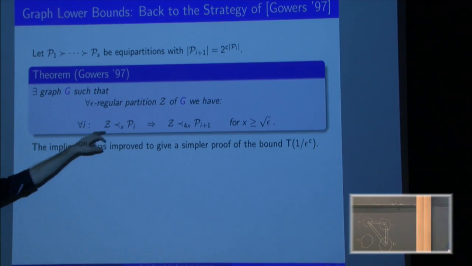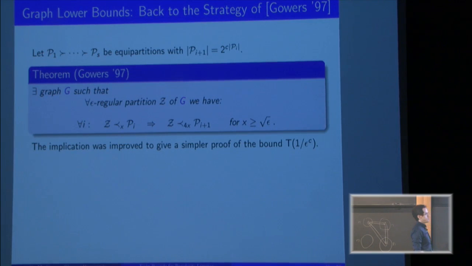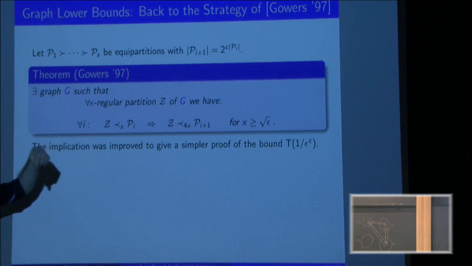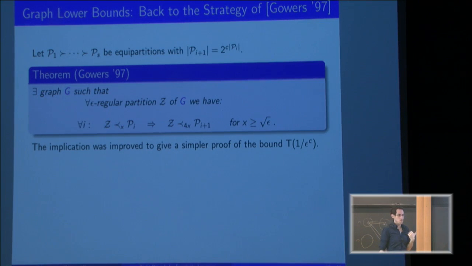So if Z approximately refines P_i, then it approximately refines P_{i+1}, where the approximation parameter is multiplied by, in this case, 4. And if you iterate this, what you get is a tower type bound, because the orders of the partitions go exponentially, but the height of the tower is logarithmic in 1 over epsilon. So this was not the main result in Gowers' paper. This was like the first, I don't know, six pages of his paper, where he gave a tower type bound, but not of the correct height. And to get the correct height, which is polynomial in 1 over epsilon, he had to give, or he thought he had to give, a much, much more complicated proof.